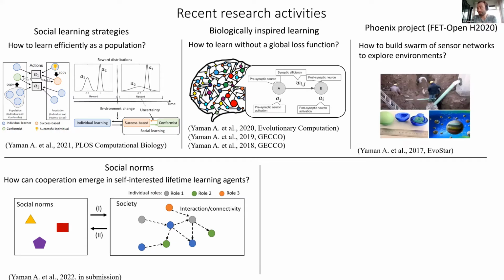And similarly, I worked on this Phoenix project, Fat Open project, and we did also try to build these sensor networks. These are like limited nodes with limited computation capabilities, but we had many. We have a collection of those. And then we can deploy them in difficult to access environments, for example, underground, river or pipeline.